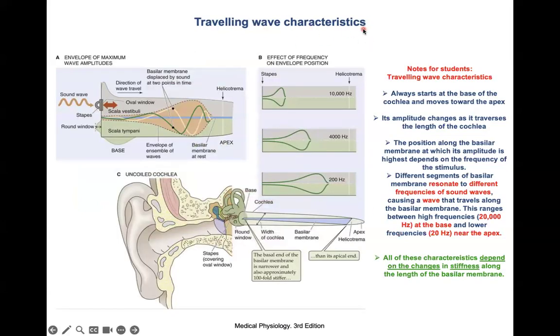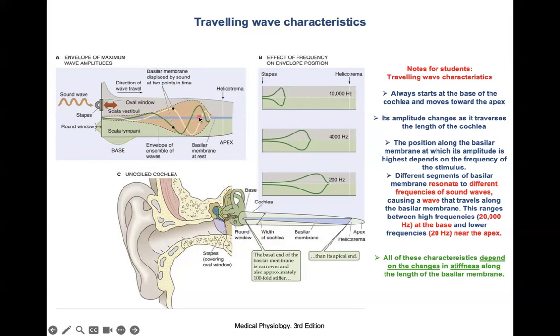Here we will discuss the characteristics of the traveling wave. This is a sound wave that causes displacement of the basilar membrane. This displacement is known as the traveling wave. Let's take a look at the characteristics of the traveling wave. Regardless of the frequency of the wave, the shape is almost identical. So it starts here very low, and the amplitude builds up and reaches the maximum at the specific region of the basilar membrane that codes for the frequency of the sound wave.